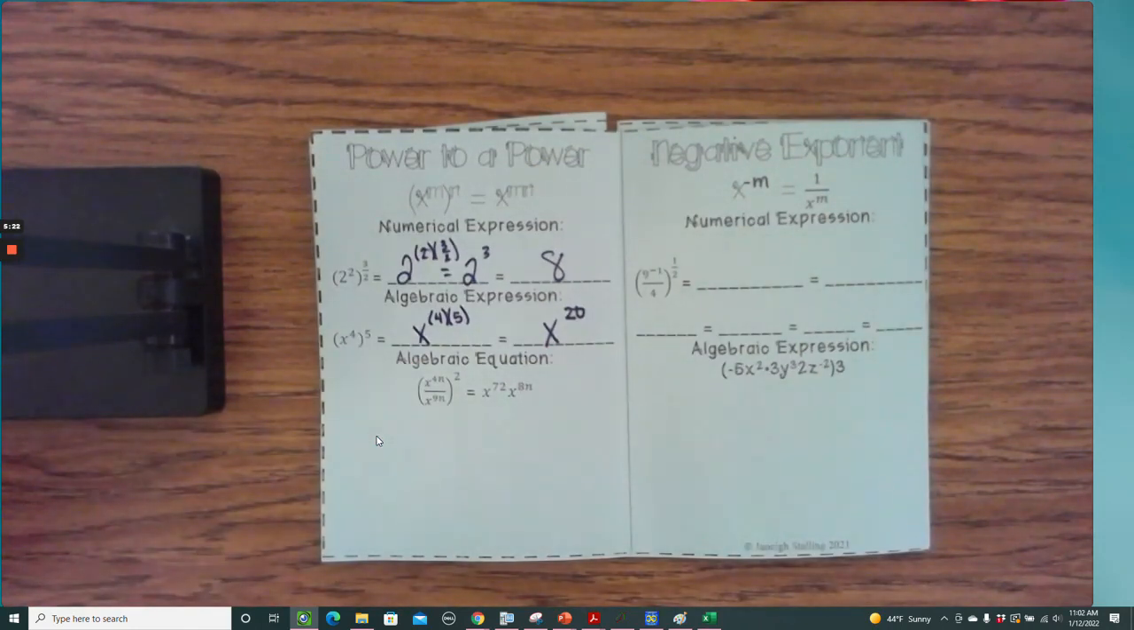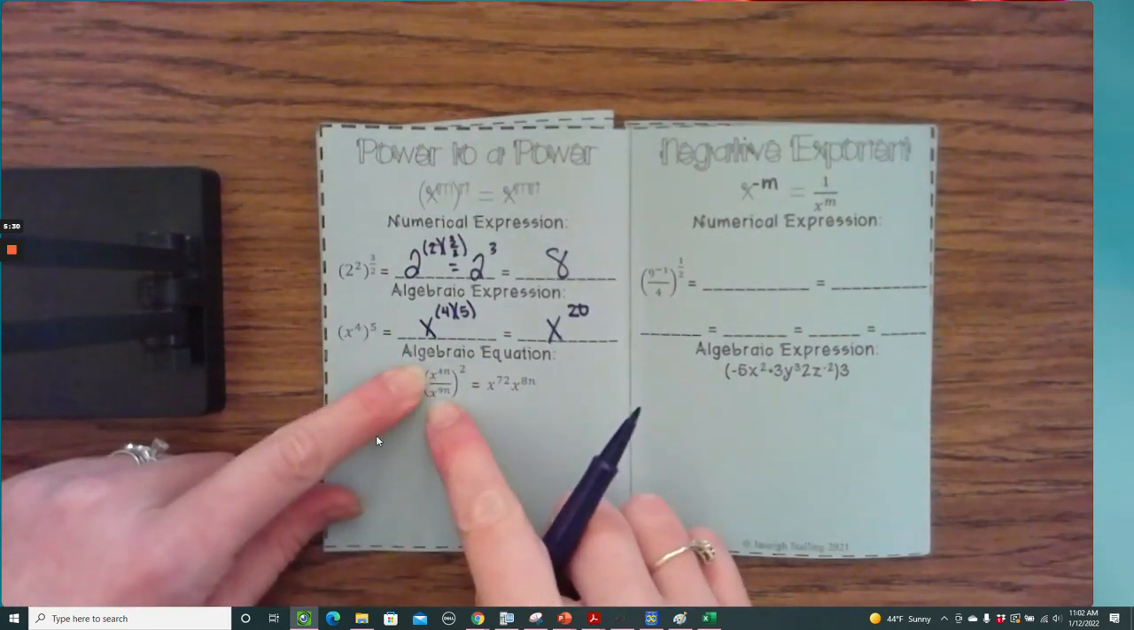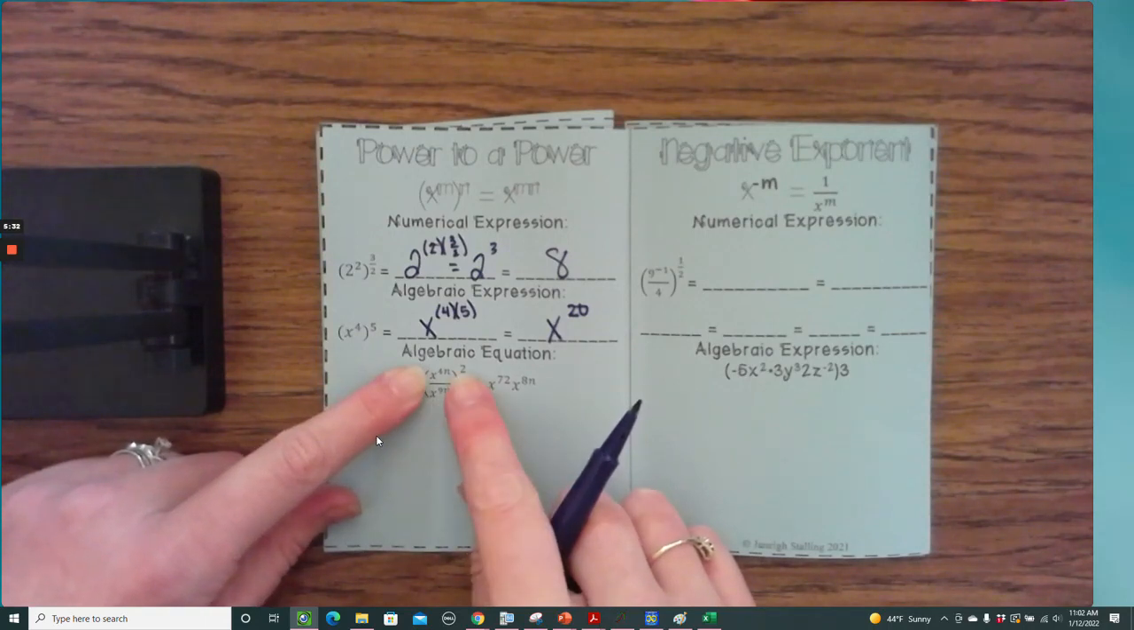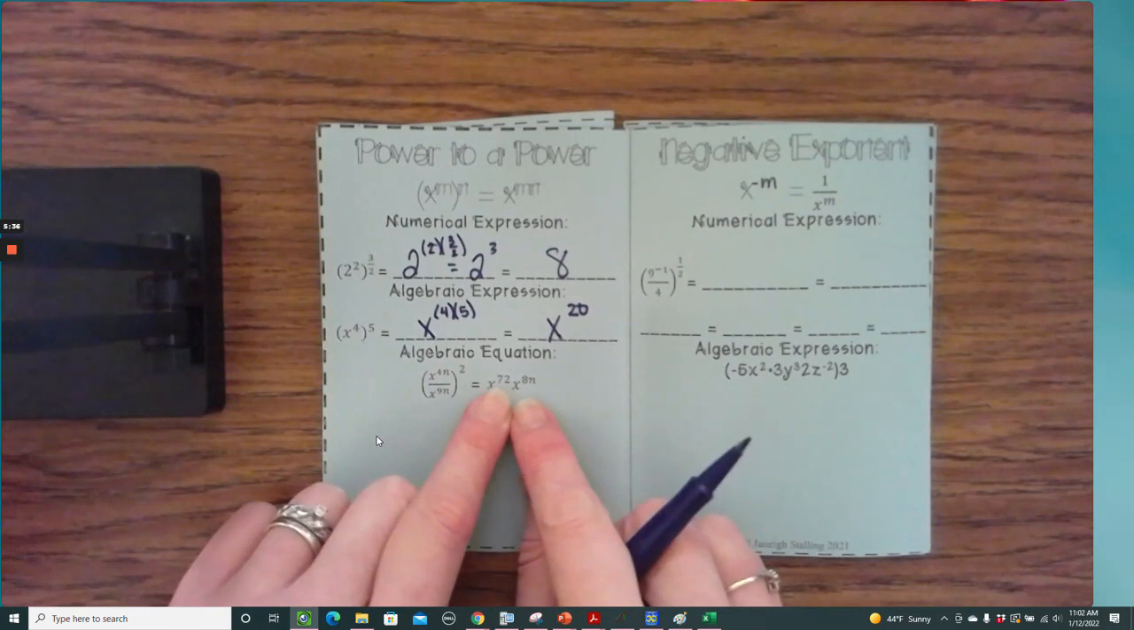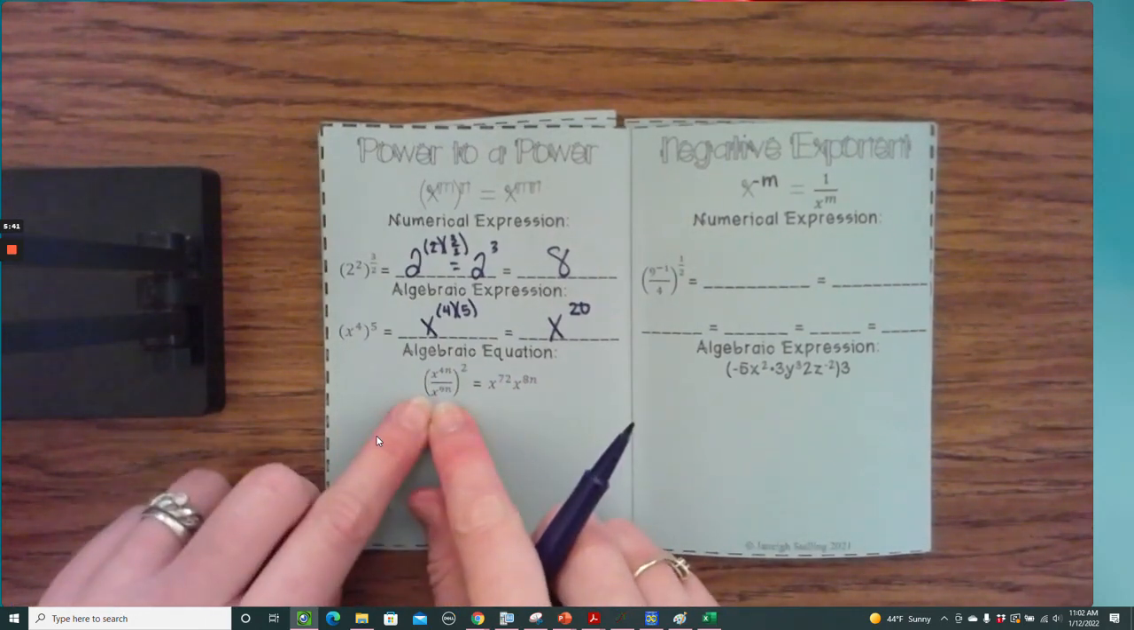So a lot of this is just simplifying expressions, making them a little bit neater and easier to work with. Now we've got a good complex one here, because now we are using the quotient rule and the power to a power. Okay, and then we're using the product rule here. So let's simplify this first.